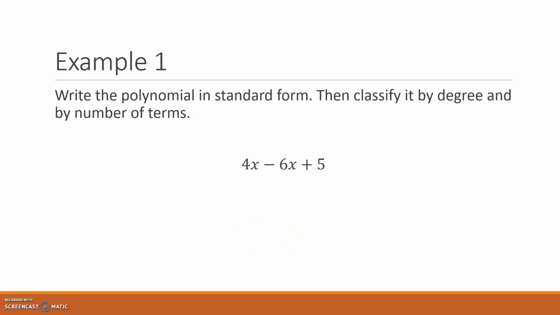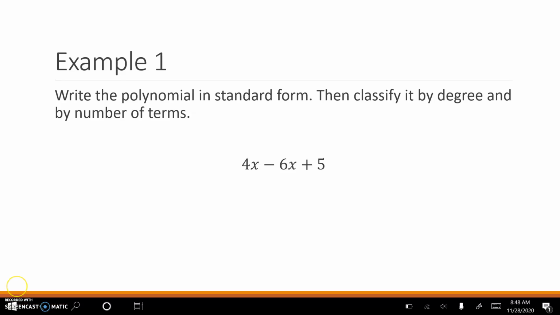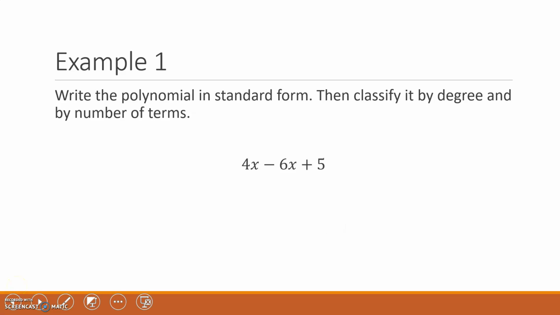All right, so we are going to write this polynomial in standard form and then classify it by degree and by number of terms. Now let's not worry about classifying it or the number of terms right now. Let's just focus on writing it in standard form. What is a problem that you see with this, of why it is not yet in standard form? The problem is that these terms are like terms. We can combine them. If I combine 4x minus 6x, I get negative 2x and then still plus 5. Then I look at my x's and they are in descending order. I've got x to the first and then a constant, so that is in standard form.